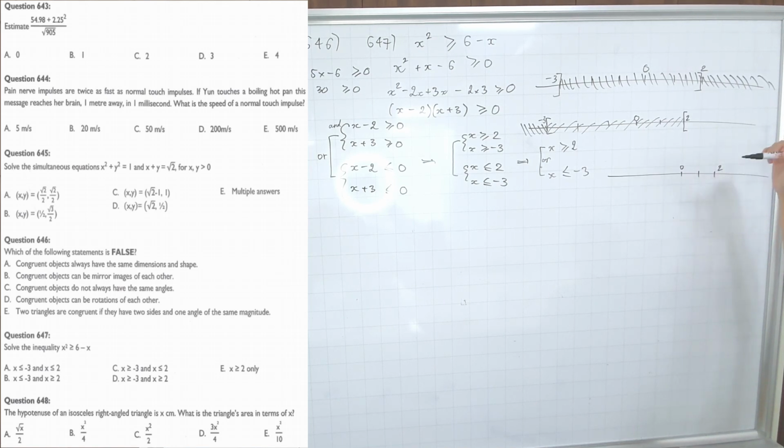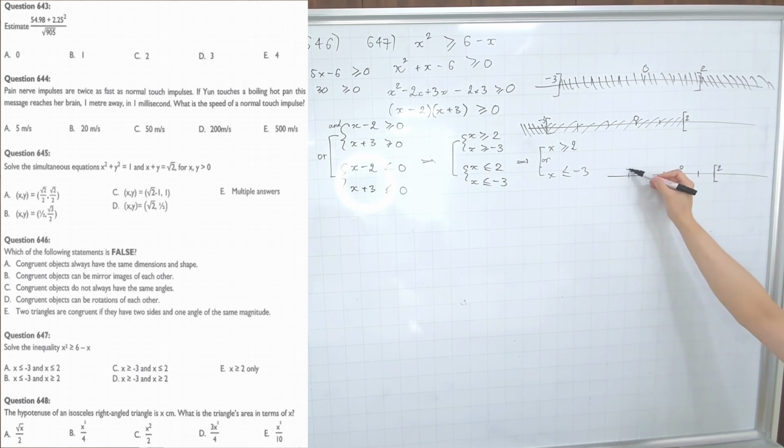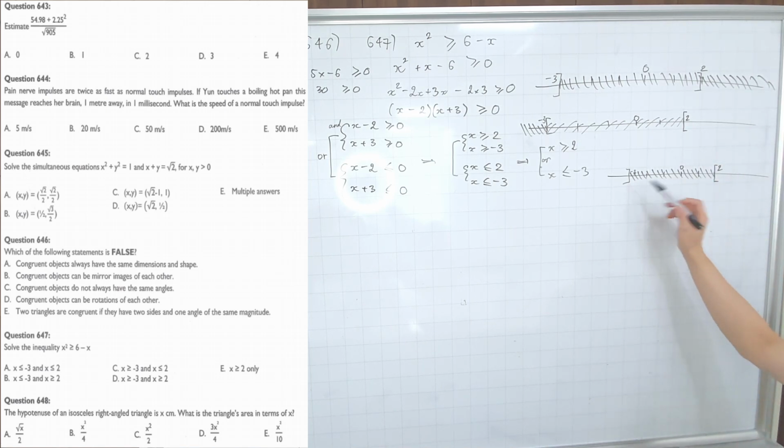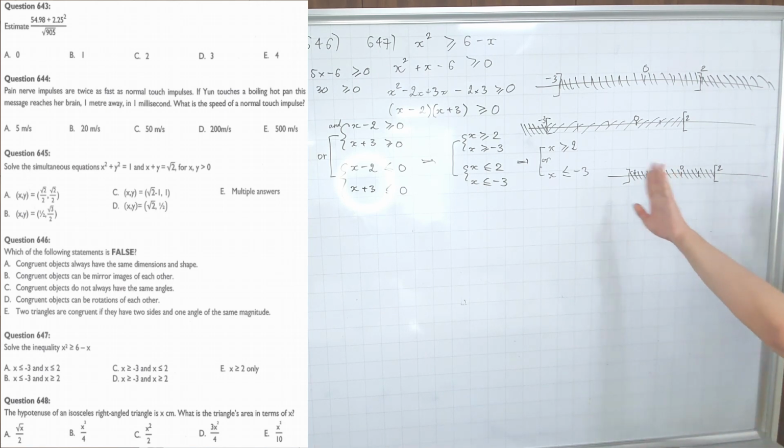So x bigger or equal to 2, so you're gonna have this region here. But x smaller or equal to minus 3 is gonna be this one. So this region is not chosen. No, maybe this one. We only choose these two. Let's just choose the other one, but not this middle, right?